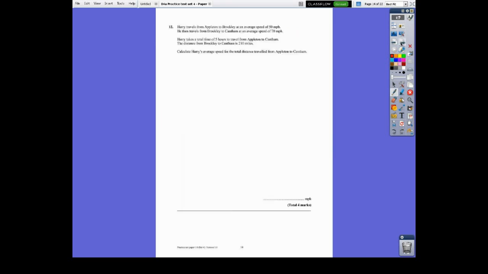Question 12. Harry travels from Appleton to Brockley at an average speed of 50 miles per hour. He then travels from Brockley to Canton at an average speed of 70. Harry takes a total of 5 hours to get from Appleton to Canton. The distance from Brockley to Canton is 210 miles. Calculate Harry's average speed for the total distance.